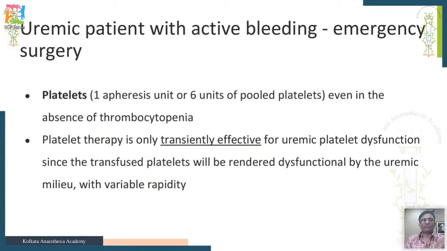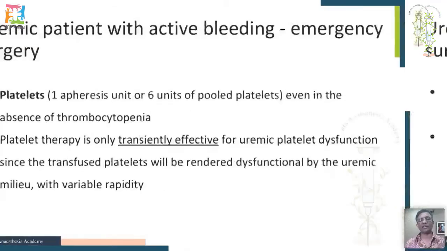Platelets can be given. You need possibly 1 apheresis unit or 6 units of platelets. But the problem with the platelets is that they will function for a brief period of time, because, again, because of the uremic pathophysiological changes, those transfused platelets will also be subject to the same changes and will become dysfunctional. And it is again important to realize that the platelet count may be very high, but they could still be having a platelet-related coagulation dysfunction.